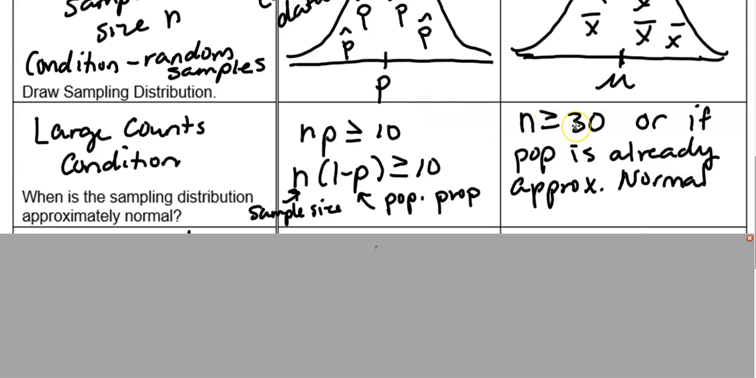If n is greater than or equal to 30, or if the population is already approximately normal, then it doesn't matter what my sample size is, the distribution of sample means will be approximately normal. Now this n greater than or equal to 30 is a rule of thumb based on the central limit theorem, which says if my sample is large enough, no matter what the original population looks like, no matter what its shape, the distribution of sample means will be approximately normal.